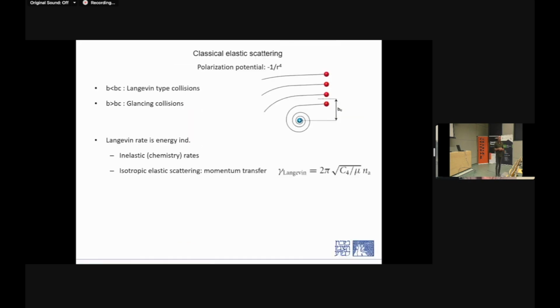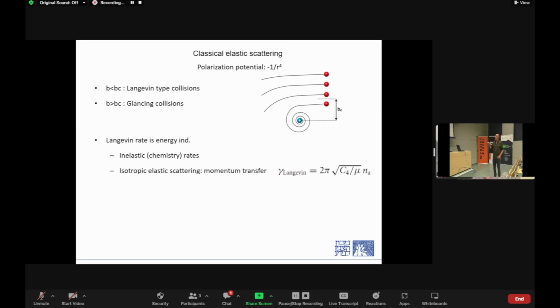Right, so as many people here have already described, the interaction between ions and neutral atoms at long range scales as -1 over r to the 4th, or the electric field of the ion squared. With that type of potential, at least classically, we can think of two types of collisions: those that happen farther than the critical impact parameter BC, which only cause slight glancing collisions and don't impart much momentum transfer between the atom and the ion, and collisions that happen at a shorter range than that impact parameter, which then turn into Langevin type collisions. The atom and ion spiral inwards and collide at close contact.